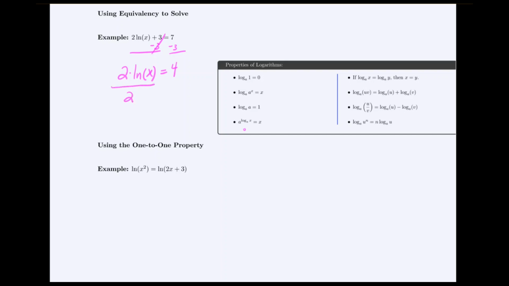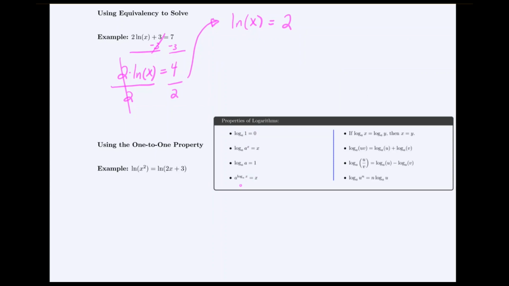You do need to simplify the side that's involving the logarithm as much as possible before you apply any of these more complicated terms. So that would give us natural log of x, these cancel, is just equal to 4 divided by 2, which is 2. And now we're looking at a much more simplified expression.